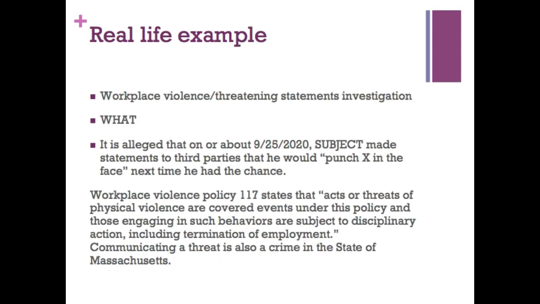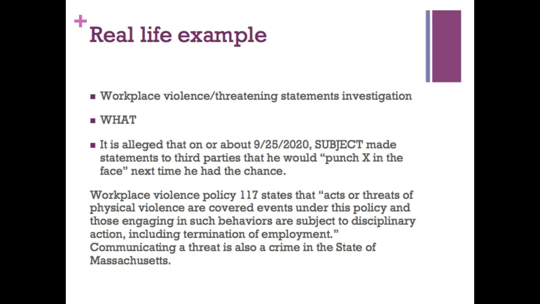So currently I am working with employee relations and human resources and occupational health in my organization on a workplace violence incident. There were threatening statements made by an employee to a third party about others in the workplace, about his bosses. And it's alleged that on a certain date, the subject, I won't give you the name of course, made statements to third parties that he'd punch his boss in the face next time he had the chance. And the third party reported it back to Human Resources.